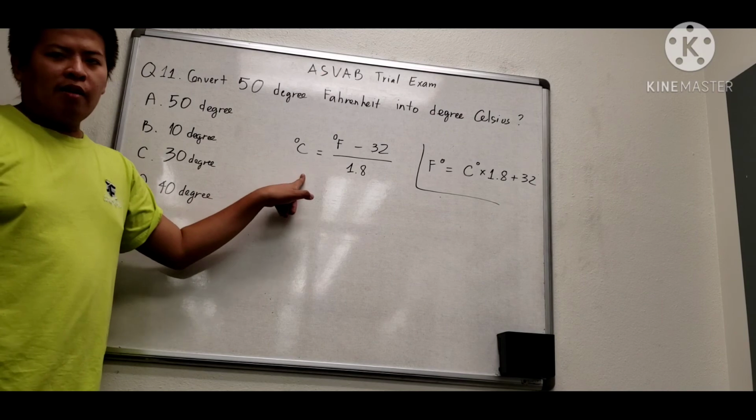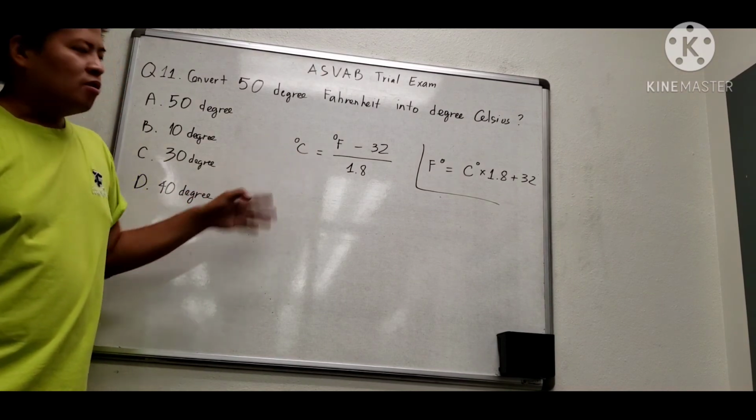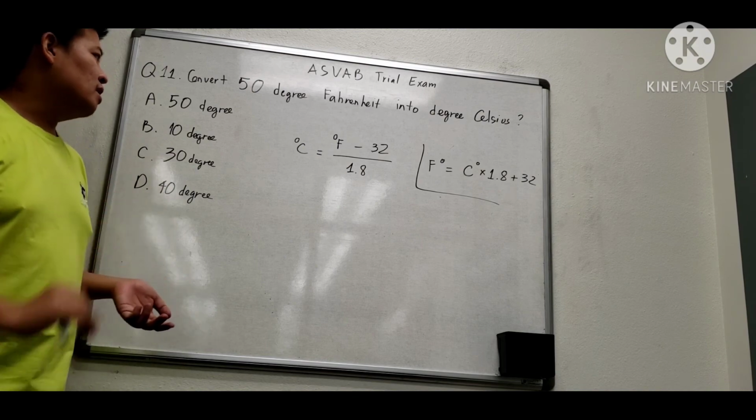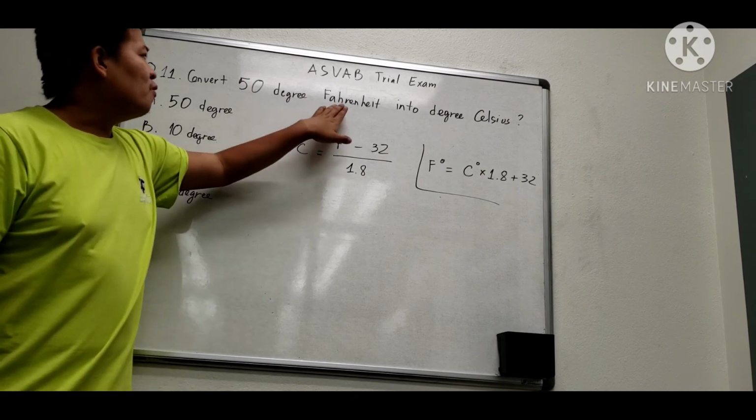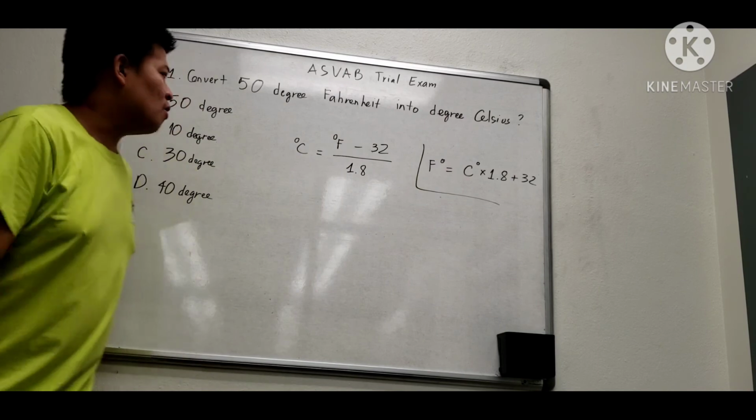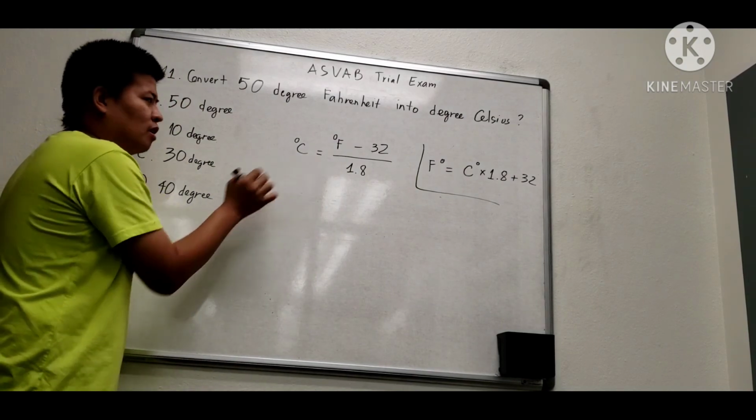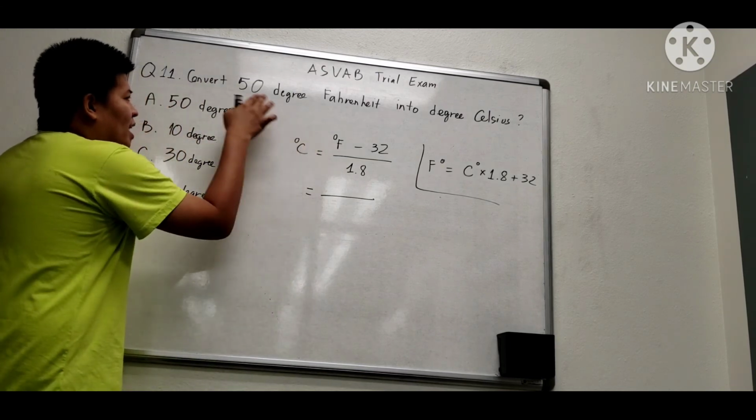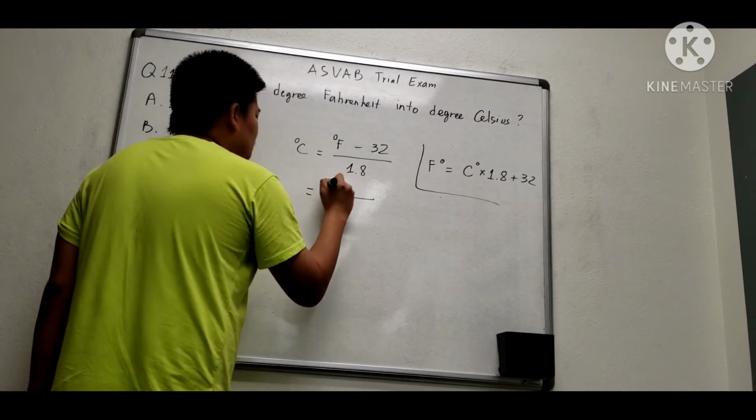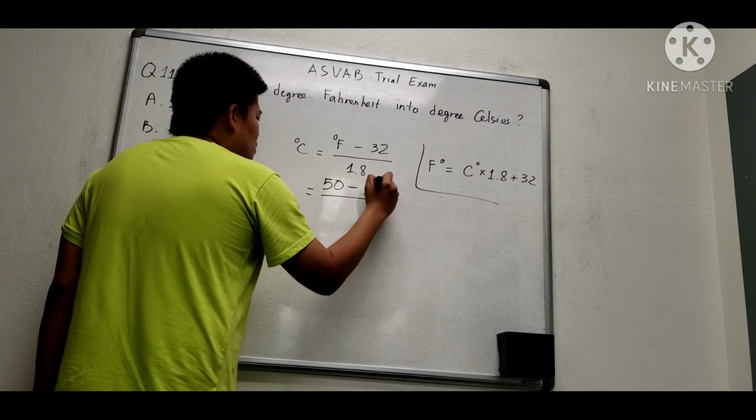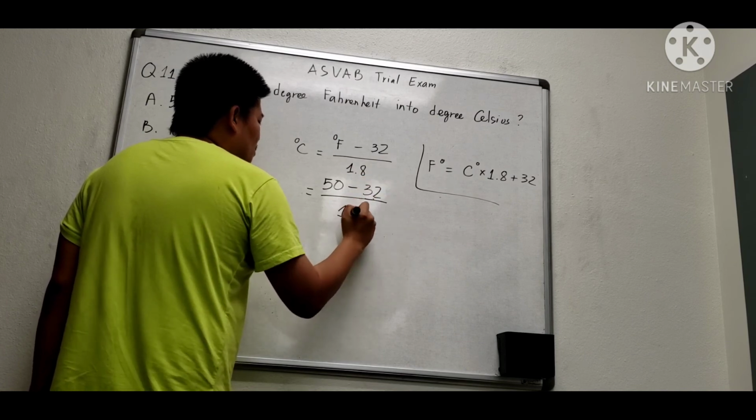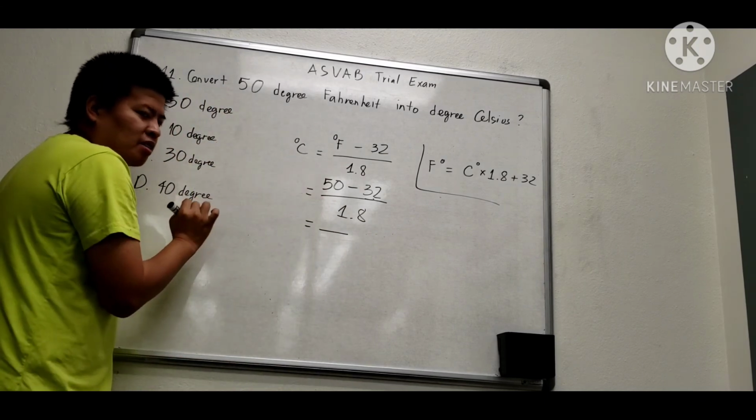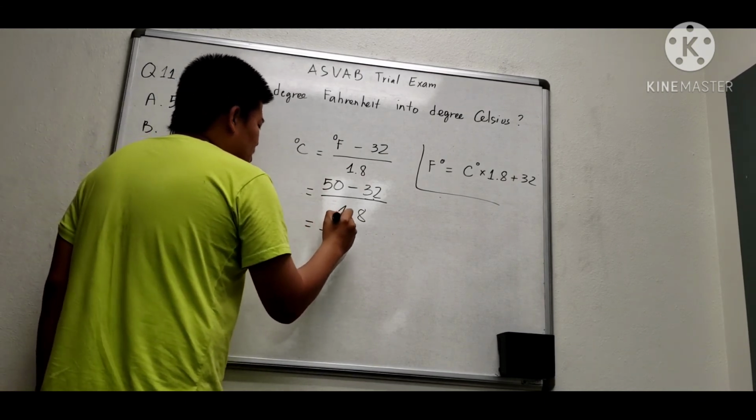To convert from Celsius to Fahrenheit, you use a different formula, but they just swap Celsius and Fahrenheit. But the question asks from Fahrenheit to Celsius, so we just concentrate on this formula. So the Fahrenheit is 50, minus 32, divided by 1.8. 50 minus 32 is 18.